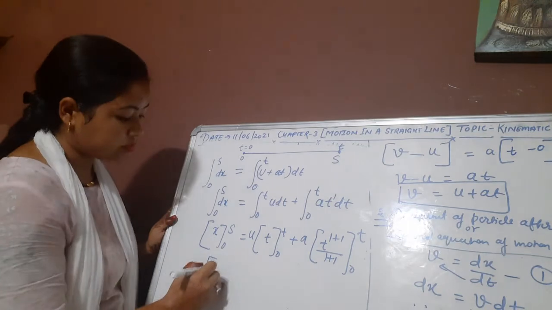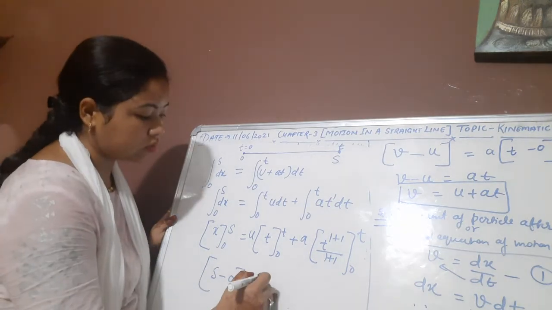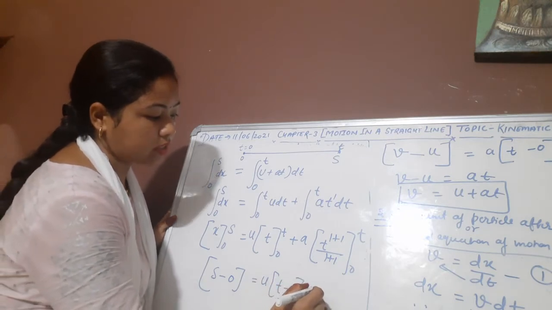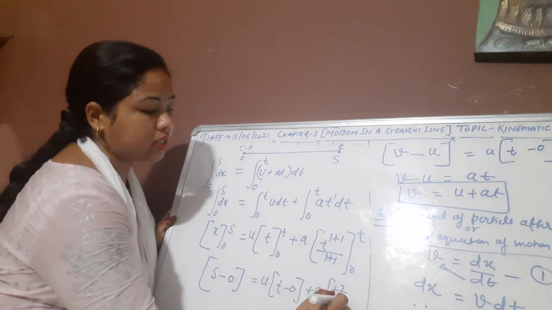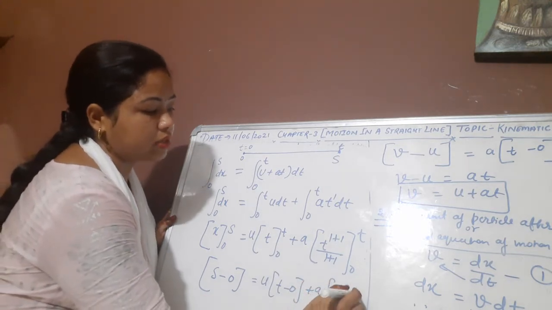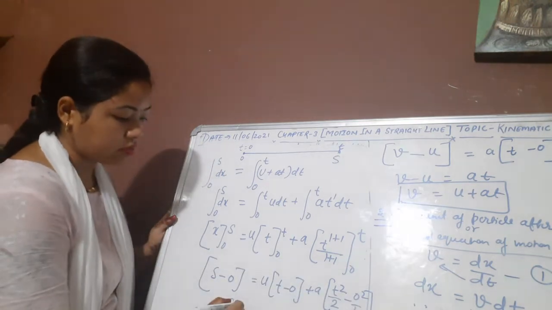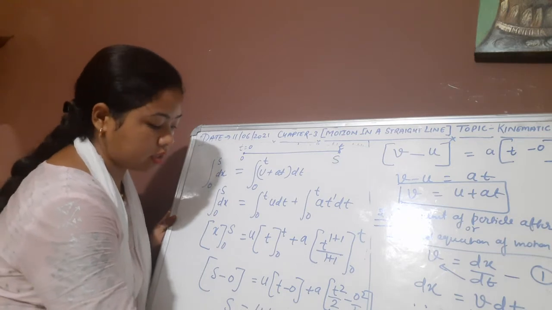Now next we will place the limit s minus 0, upper limit minus lower limit, equals u t minus 0, upper limit minus lower limit, plus a t square by 2. Whenever we place the upper limit, this will be t square by 2 minus 0 square by 2. Now we will arrange the equation like ut plus half at square.